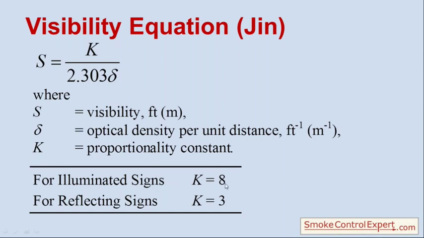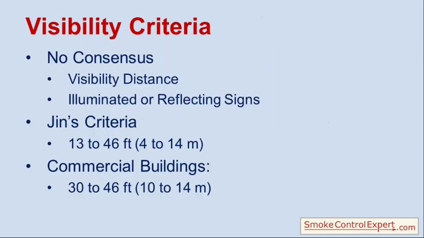The constant K equals 8 for lighted, illuminated signs, ones that are lit up, and 3 for reflecting signs. And the 3 we also will commonly use for things like being able to see walls and doors and railings so you don't fall, that type of thing.